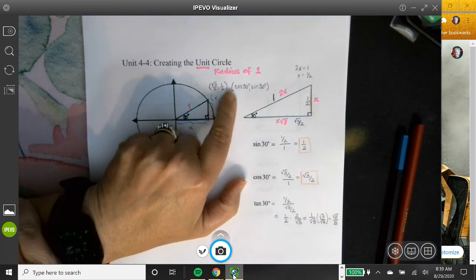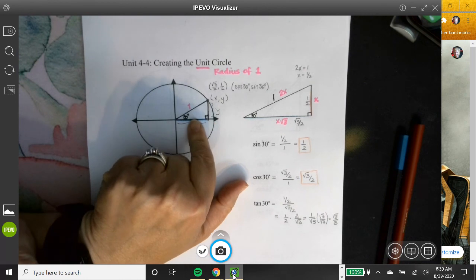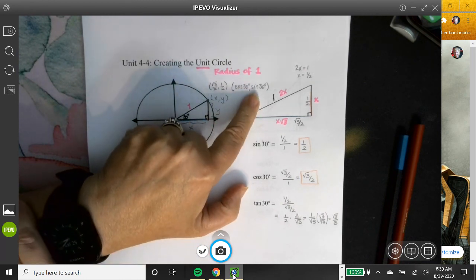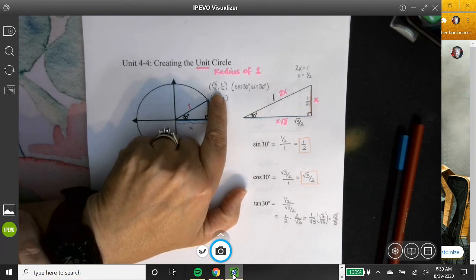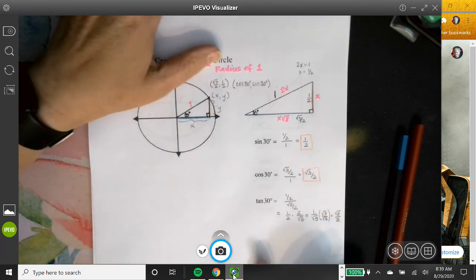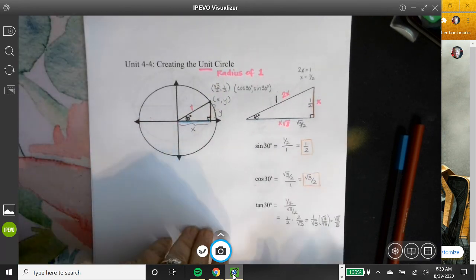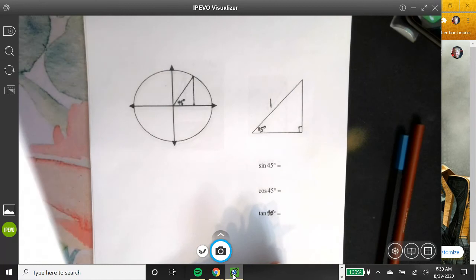So we have two representations. If I know the cosine of my angle and the sine of my angle, and my hypotenuse is 1, I know the point here, which is root 3 over 2, 1/2. Pretty neat. Well, we have a different kind of special right triangle, so let's get to that one.